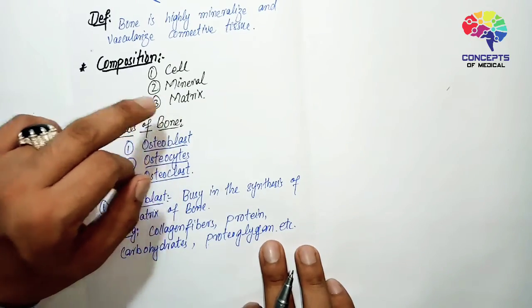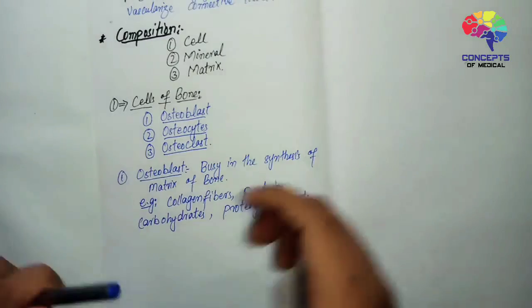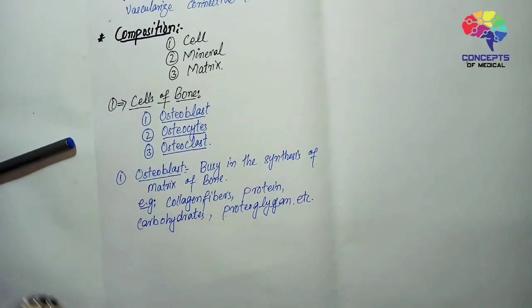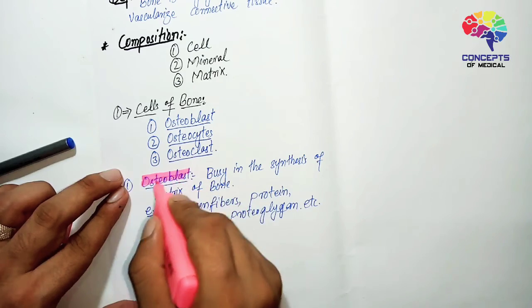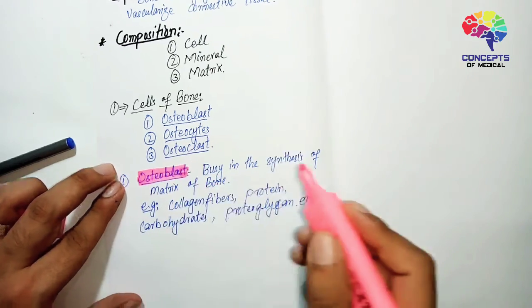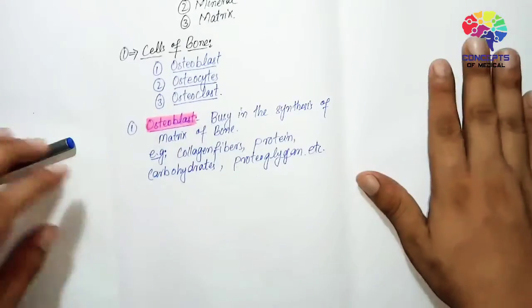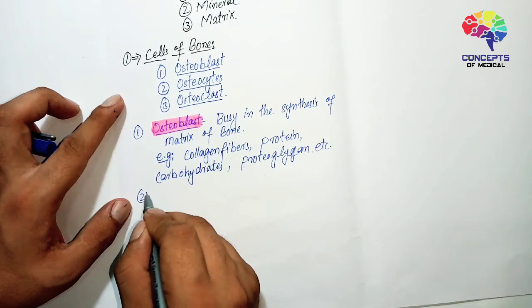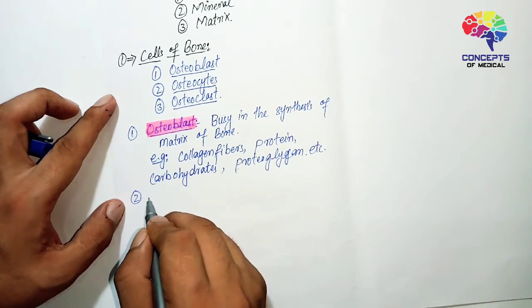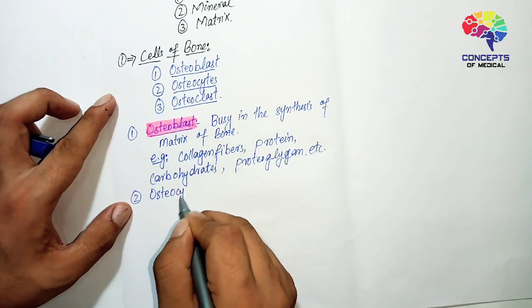We will discuss matrix later on, but for now just trust me that this particular cell, the osteoblast, plays a major role in the synthesis of the matrix of our bone. So let's move on to the second cell, which is called osteocytes.